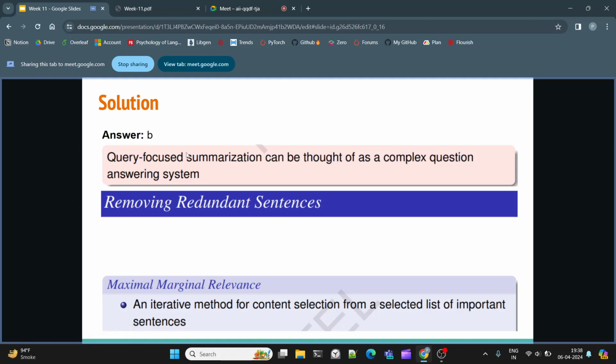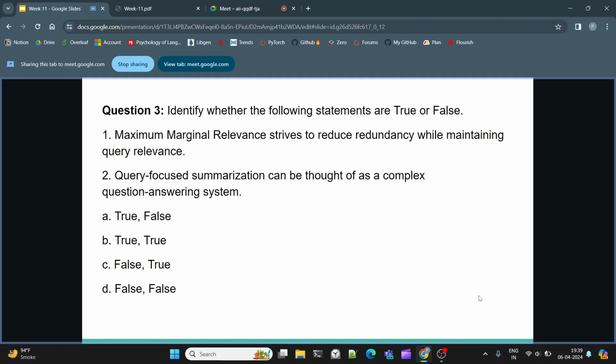And the second one is, query focused summarization can be thought of as a complex question answering system. So here, given a question, we first check the document, we extract the relevant part, we answer the question, and at the same time we simultaneously even provide a summary of the document. So just echoing what Suvarna said, because of that, we can say that query focused summarization can be thought of as a complex question answering system. These were discussed in the lectures and I've directly taken them from the lecture slides as well. So the answer would be B, true and true.